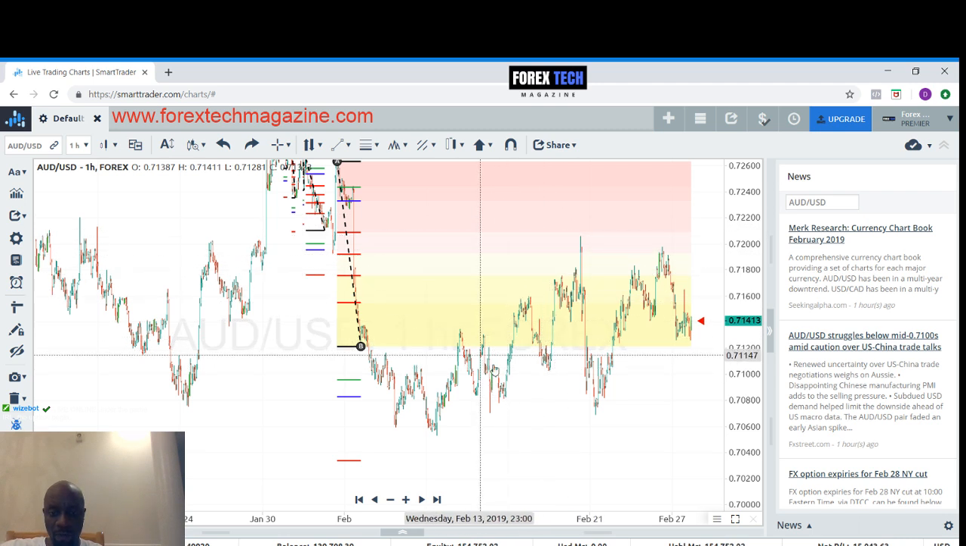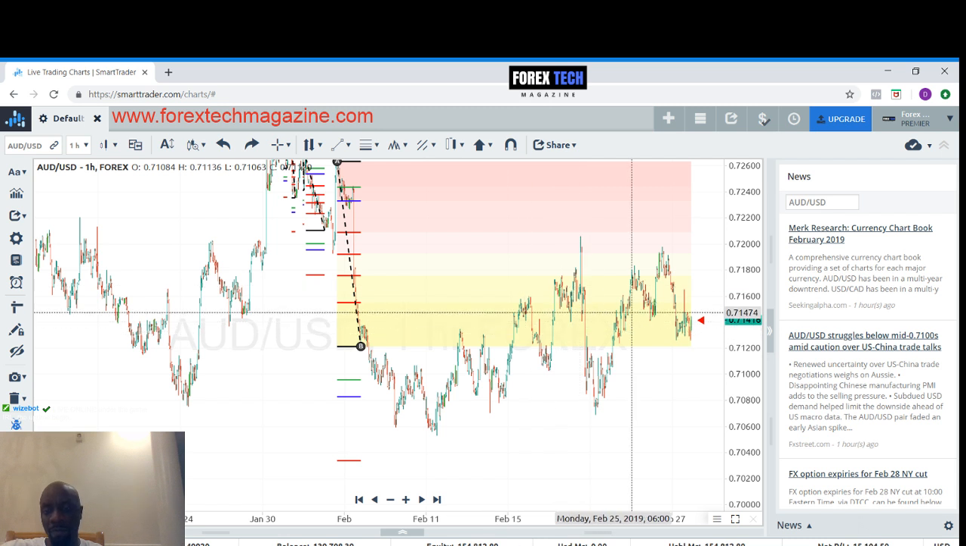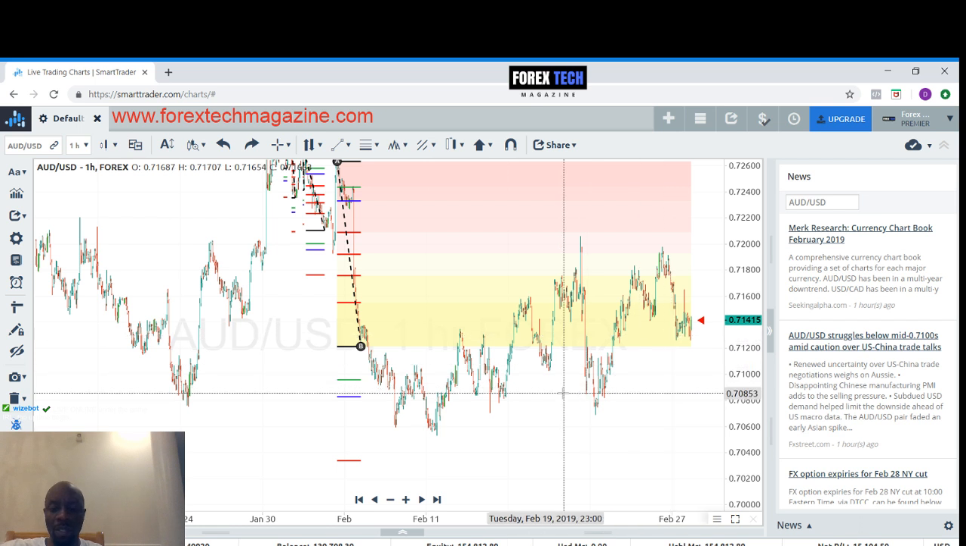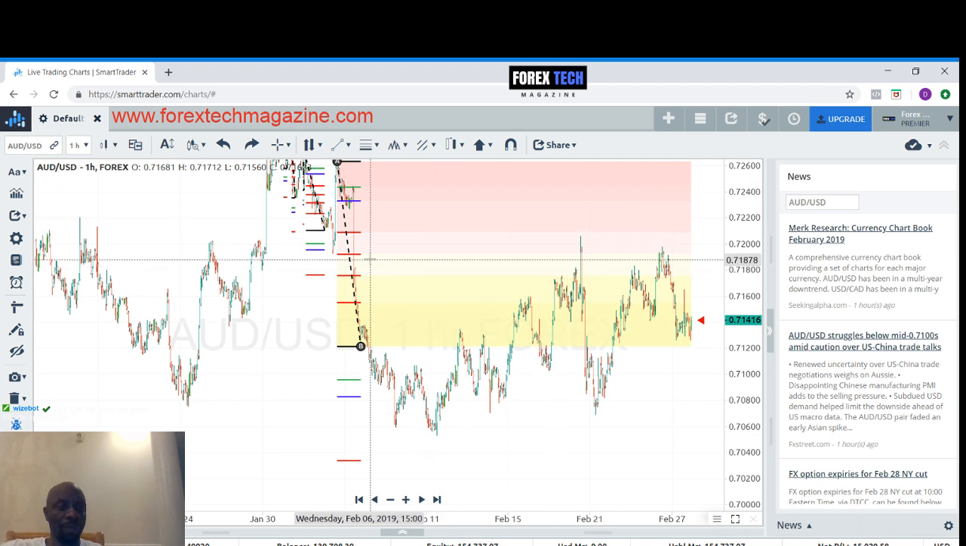So it's kind of range bound, but I think it's range bound with a bias to the upside. So just be cautious with that. I think what the market's doing is just waiting on some good news to happen, and once that good news happens, this thing's going to pop the top off and it's going to raise up. So just watch out.